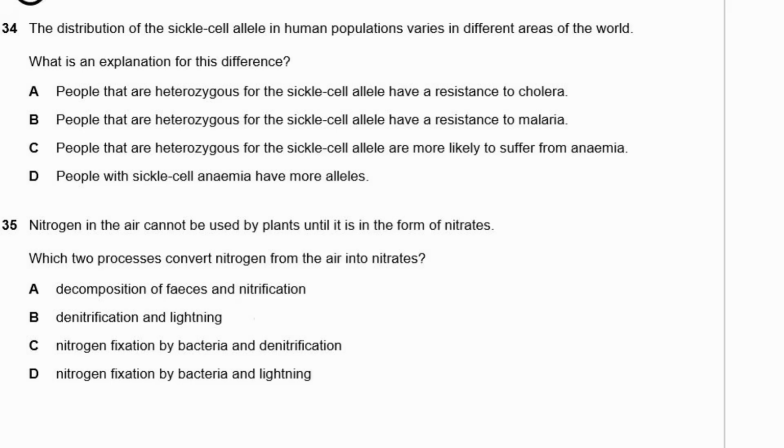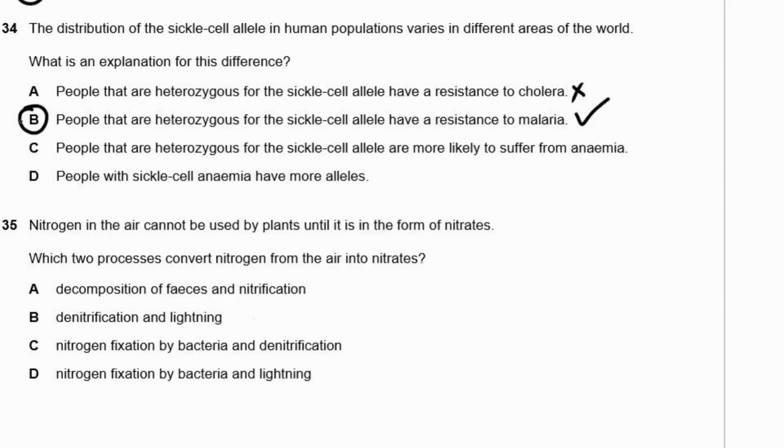Question 34. The distribution of the sickle cell allele in human populations varies in different areas of the world. What is an explanation for this difference? Is it that people that are heterozygous for the sickle cell allele have a resistance to cholera? Nope. They're just as susceptible to cholera as anyone else. Is it that people that are heterozygous for the sickle cell allele have a resistance to malaria? Yes. People who are carriers of sickle cell anemia but don't suffer from it can pass on the sickle cell allele to their offspring, and they're much more resistant to malaria. So if they get malaria, it would be much less severe. So that would be the answer.